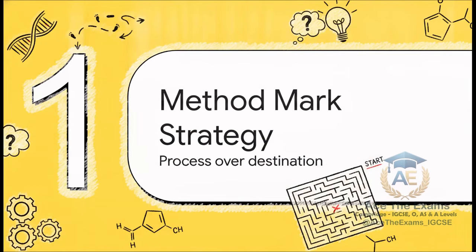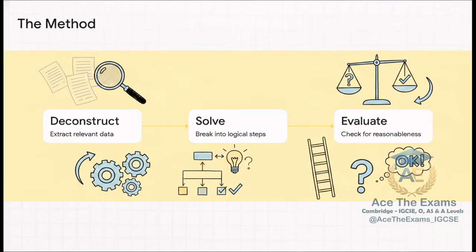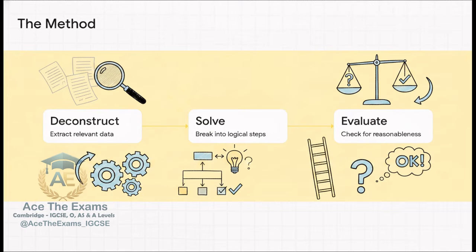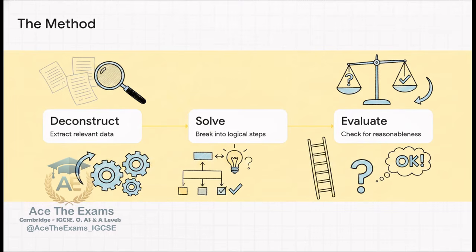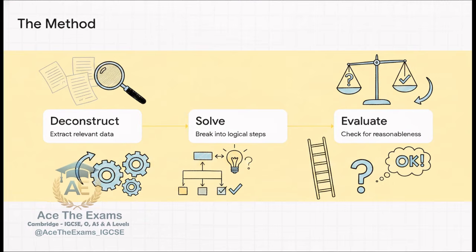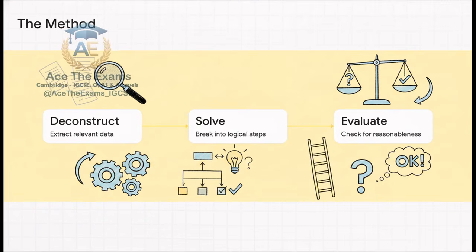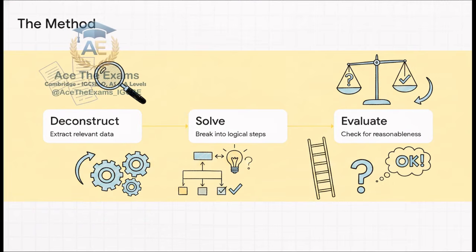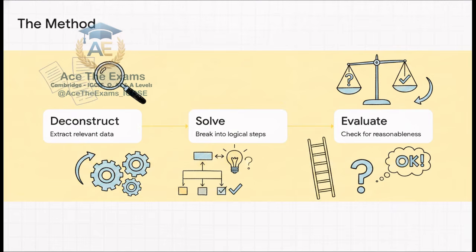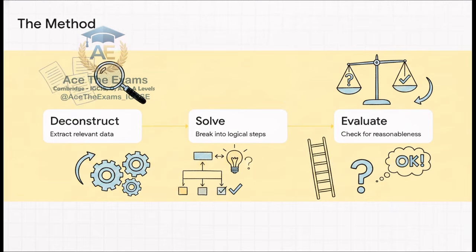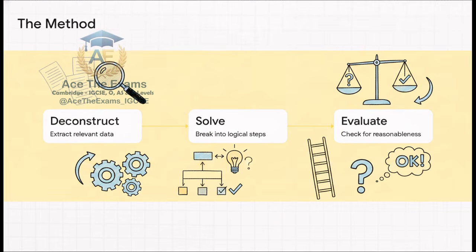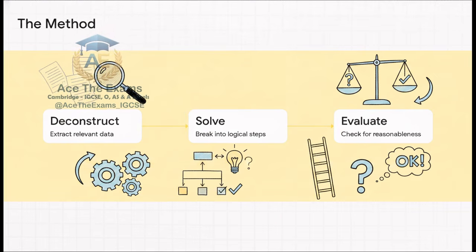Section 1. The Method Mark Strategy. This strategy right here, it's the absolute secret weapon of top-scoring candidates. In complex biological questions, especially those involving the biochemistry of amino acids, examiners award crucial points for the process of problem-solving itself. Think of it this way. You don't just get marks for the final destination. You get marks for proving how you navigated the journey. Here's the exact step-by-step framework you need to employ.